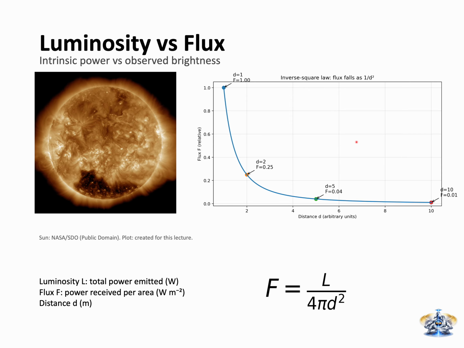Let's first talk about two separate ideas, luminosity and flux. Luminosity, denoted by the letter L, is the total intrinsic power emitted by a star, while flux, denoted by the letter F, is the power per square meter that we receive, which is measured by the telescopes. The relation between flux and luminosity is given by this formula, F equals L over 4 pi d squared, where F is flux, L is luminosity, and d is the distance between a power source, which in our case is a star, and an observer.